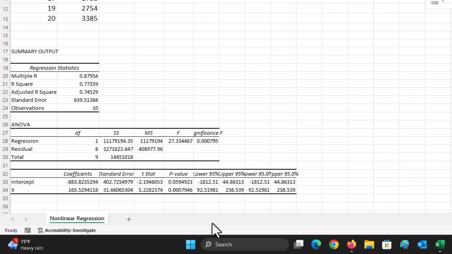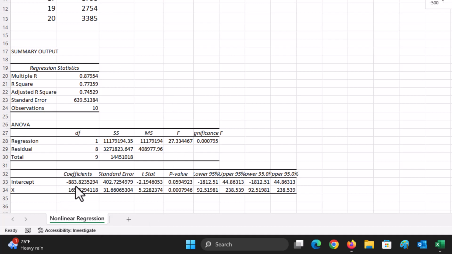The next thing we may want to do is to look at the R-squared value in the regression statistics, and in this case, the R-squared value is 0.77359, which is about 77.3%. The R-squared value describes the percentage of variation in the dependent variable or y values as explained by the independent or the x value.